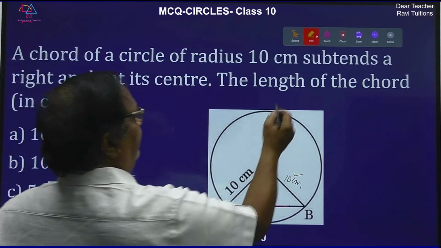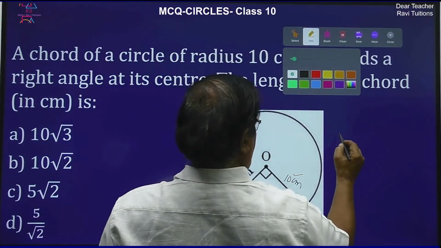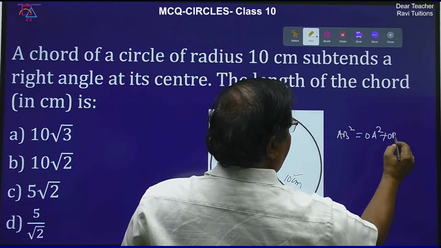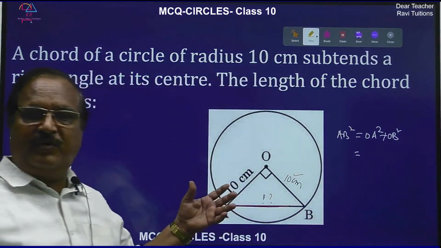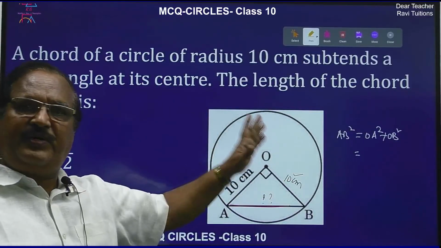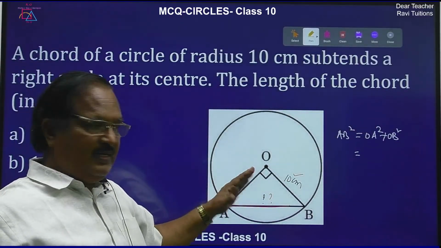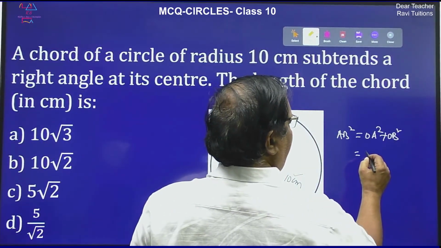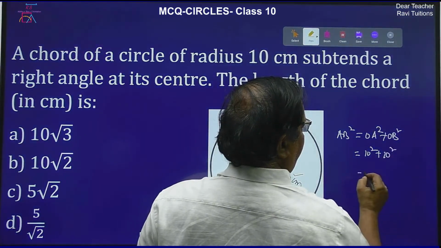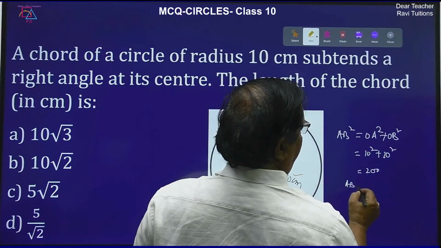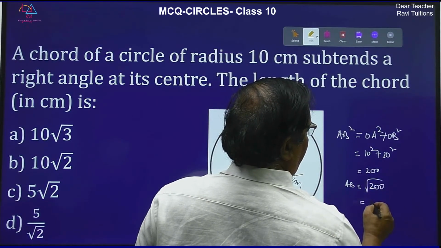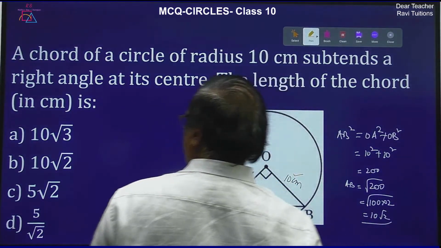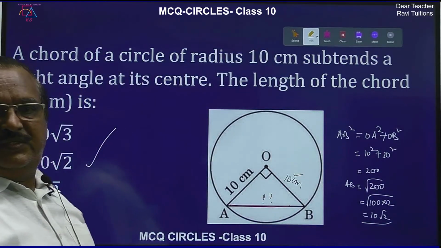So now, very simple, apply Pythagoras theorem. AB square is equal to OA square plus OB square. I am writing it only to give the information; you can do it directly also. 10 square is 100, 10 square is 100, 100 plus 100 is 200. So AB square is equal to 200. AB is equal to square root of 200, which is 100 into 2, and the root of 100 is 10. 10 root 2 is the answer.